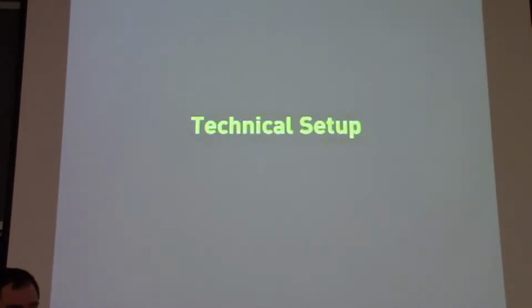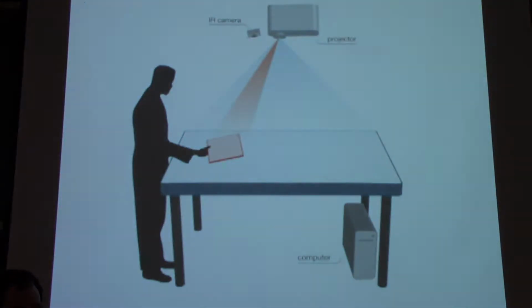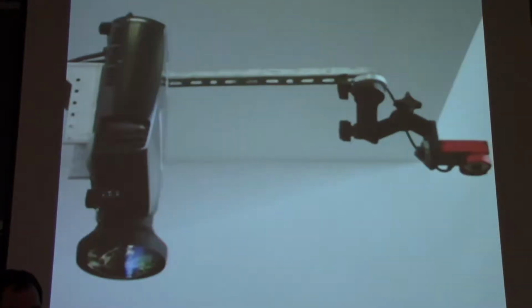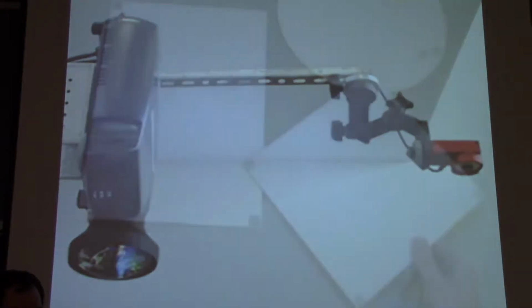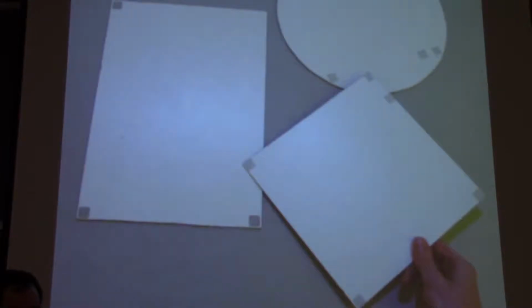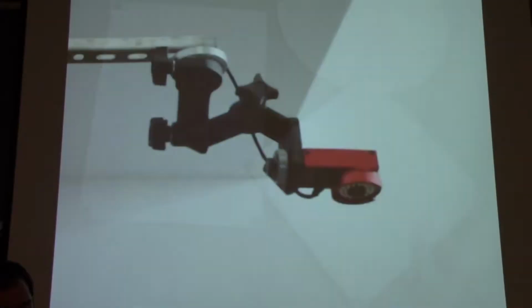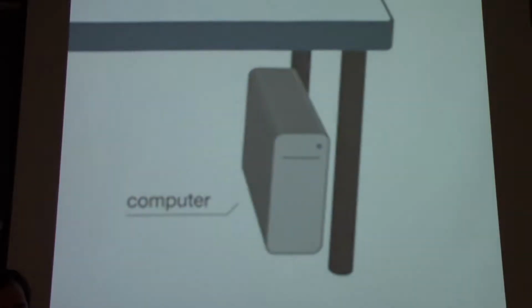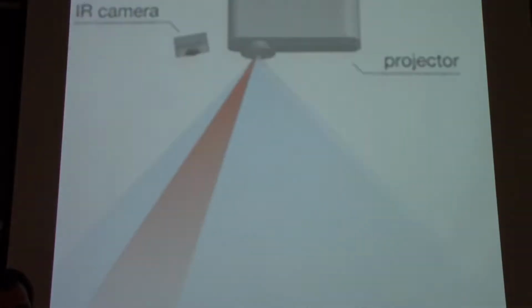The technical setup of our system is simple. The images on the lens display are generated by a projector and an infrared camera above the table. It works because the mobile lens contains markers in the corners that reflect infrared light. So the infrared camera above is able to track the lens movements. This tracking information is then fed to a computer which tells the projector what image to display on the lens.